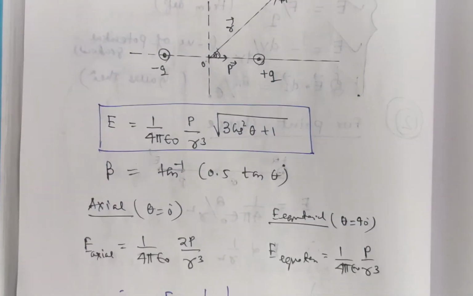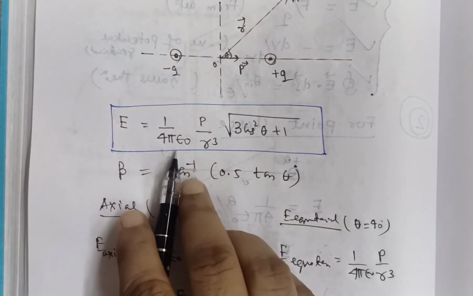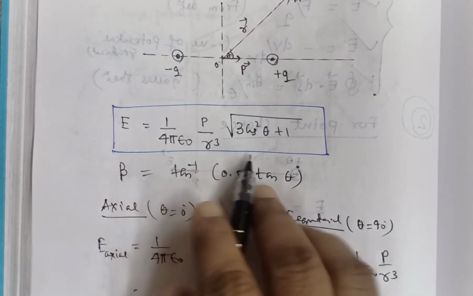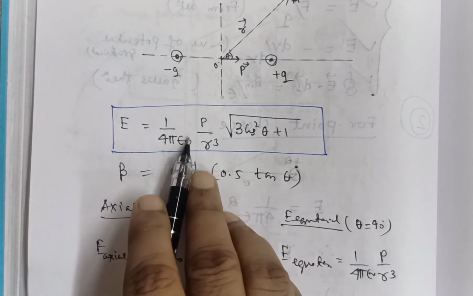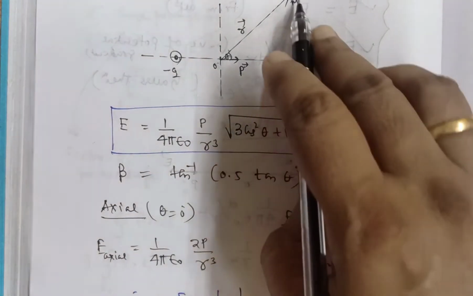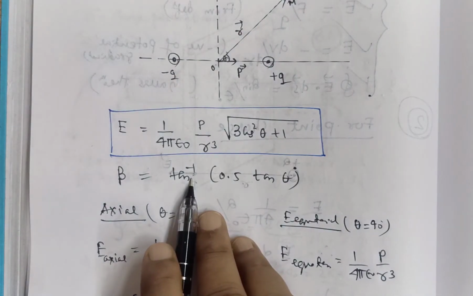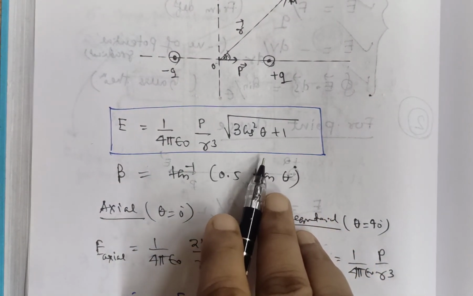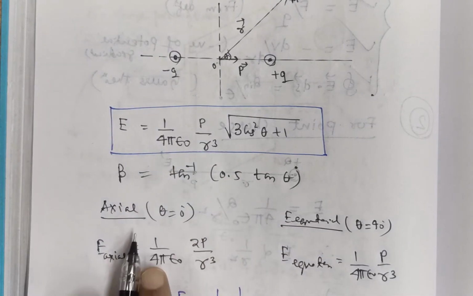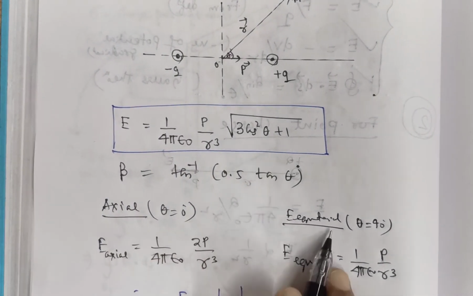And its formula should be E is equal to 1 by 4 pi epsilon 0 P by R cube root over 3 cos square theta plus 1. It is written in SI system. For calculation of direction, this beta you should remember is tan inverse of 0.5 tan theta. This was discussed in previous classes. And from these two formulas, the ones for axial and equatorial can be derived.